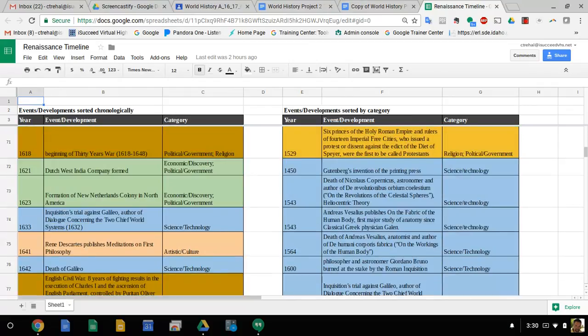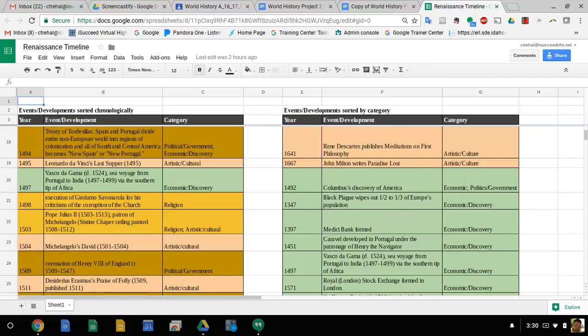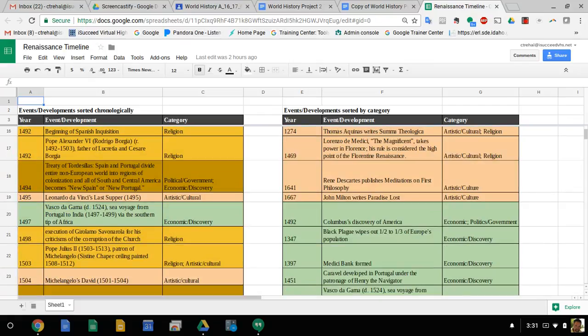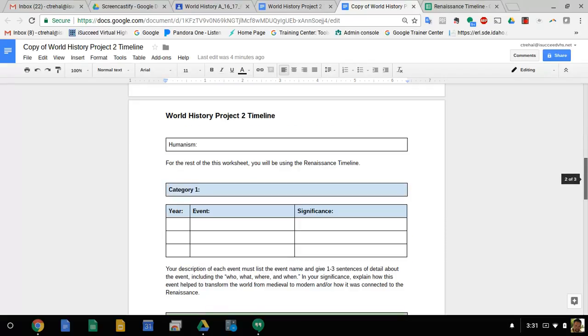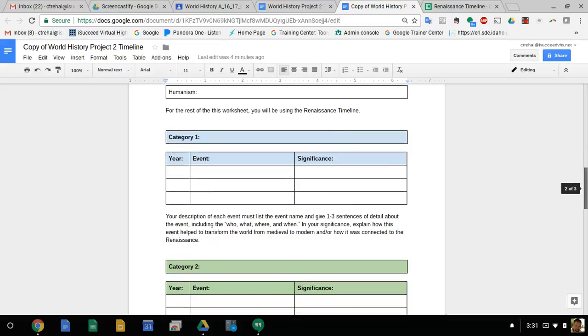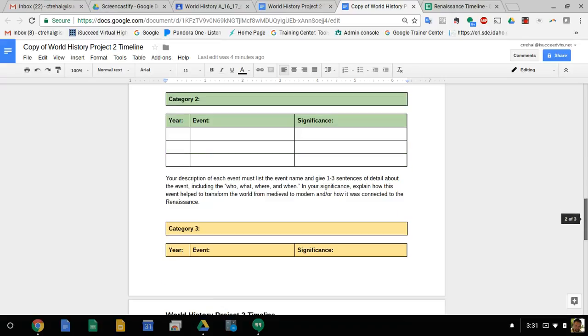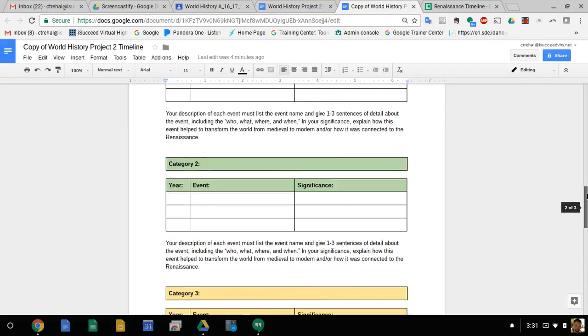Now remember, you're going to have to identify and describe 9 events and developments, 3 in each category. So what I'm going to do is go back to the worksheet. Remember, your worksheet is done and you can turn it in when everything is filled in. So you can see over here I've got category 1, and I've got the space for 3 events or developments with the years and the significance. I've got category 2, category 3, and so forth and so on.